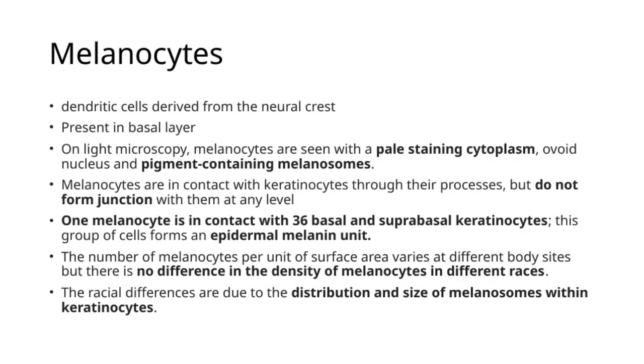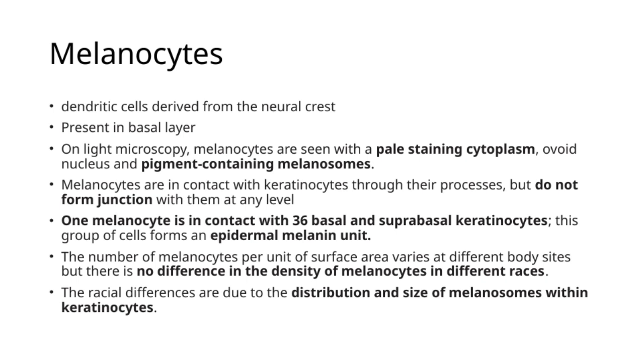Let's talk about dendritic cells derived from the neural crest, which are present in the basal layer of the epidermis. When we look at melanocytes under the light microscope, they appear with a pale staining cytoplasm, an ovoid nucleus, and contain pigment-filled melanosomes. These melanosomes are responsible for pigment production and distribution. Melanocytes establish contact with keratinocytes through their cellular processes, but importantly, they do not form junctions with them at any level. This means they communicate and transfer pigment without direct cell-to-cell junctions.